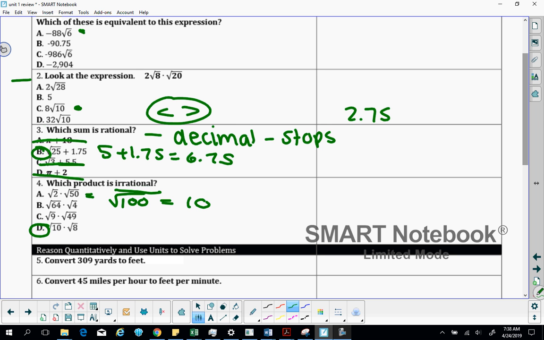What's the square root of 64? The square root of 64. 8. What's the square root of 4? 2. What's 8 times 2? 16. That's rational. What's the square root of 9?